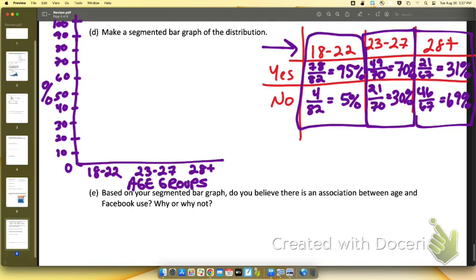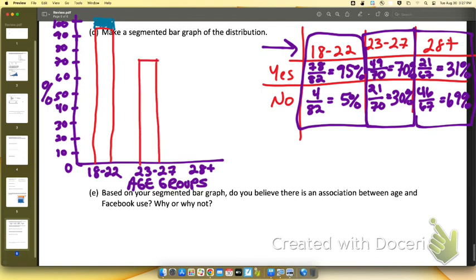So we've got 95% said yes in the 18 to 22, and then I'm going to stack that bar for no on top, which is just a small little 5%. Then I'll do the 23 to 27, so that's 70% for yes. And then I stack the 30% on top. And then for the 28 plus, I've got 31% said yes, and 69% said no.